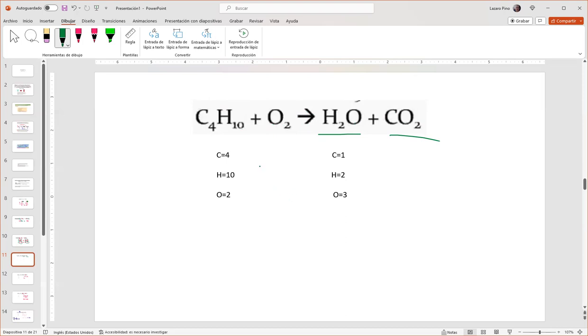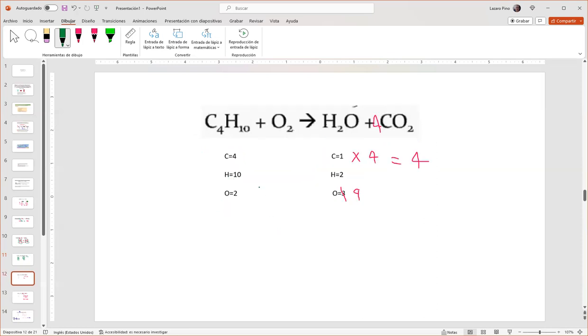So it's very important to try to stop this type of reaction in order to avoid that our planet could be destroyed. Well, here you have 4 carbon and only 1 in the products, 10 hydrogen in the reactants, 2 in the products, 2 oxygen in the reactants, and 3 in the products. This equation is not balanced.